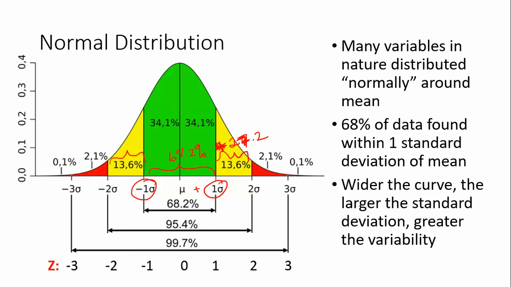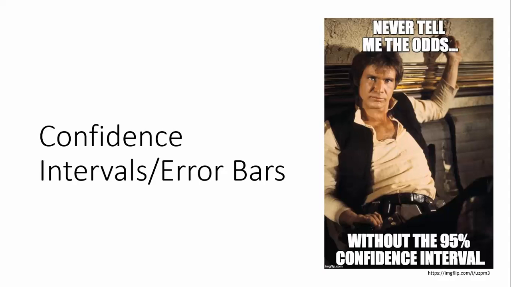And the spread of this curve is dependent on your standard deviation, and it lets you draw conclusions about the variability. So the wider the curve, the larger your standard deviation, the greater range of values you have aside from the mean. If you had a normal distribution that was very narrow, that would mean that most of your data points were falling fairly close to your mean.